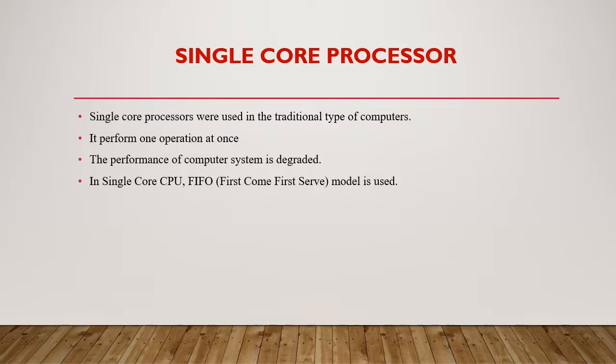Single-core processors were used in traditional types of computers. Those CPUs were able to perform only one operation at a time, so they were not suited to multitasking systems. These CPUs degrade the entire performance of the computer system while running multiple programs at the same time. In single-core processors, the first come first serve model is used. It means that a couple of operations go to the CPU for processing according to priority, and the remaining operations wait until the first operations are completed.